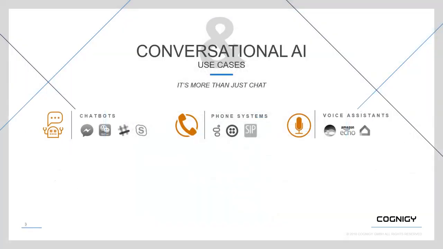Conversational AI can be used on many different channels, like chatbots on Facebook Messenger, other messengers, Slack or websites, phone systems, like for example Twilio, or voice assistants, like Alexa or Google Home.